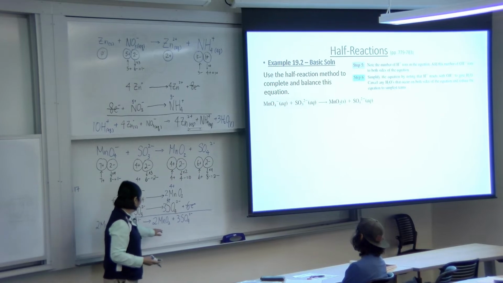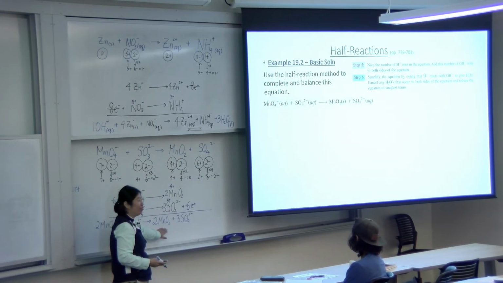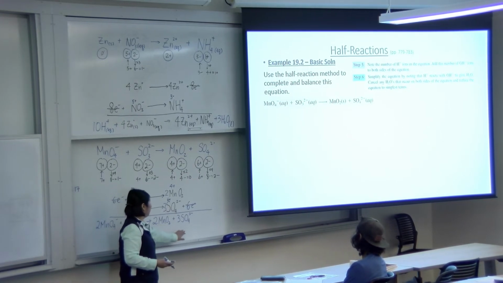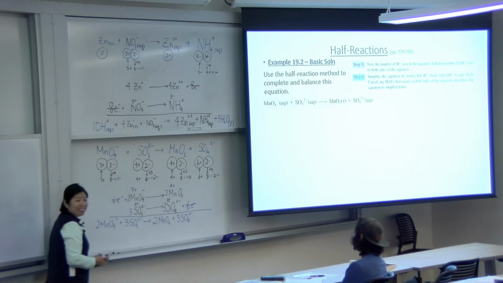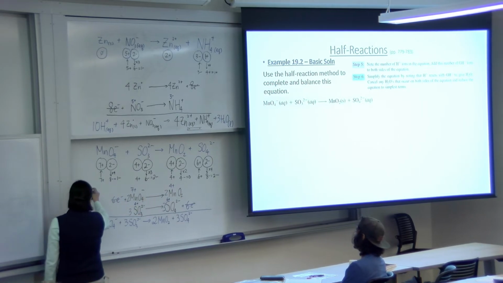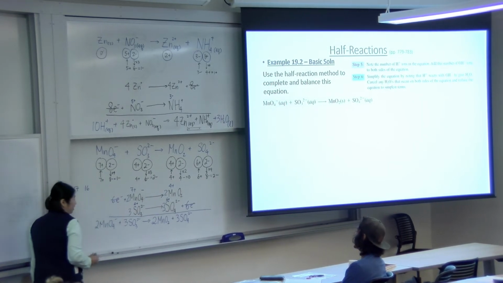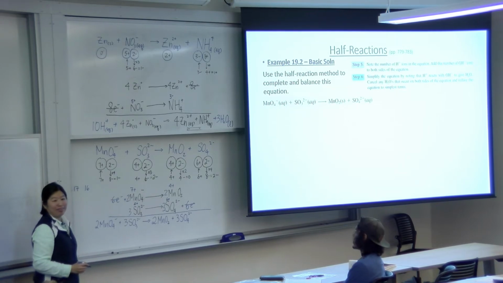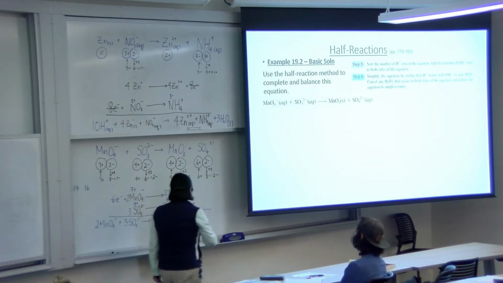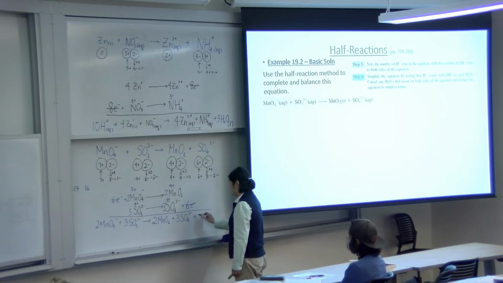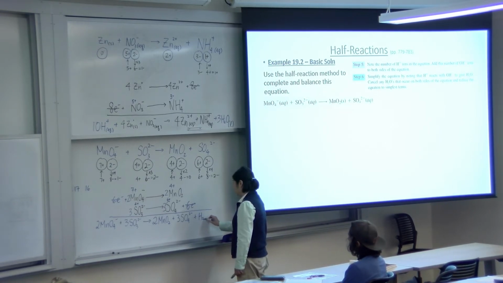How many here? 4 plus 12 is 16. Again, I'm trusting you guys' math. Okay, so what do we do? Add water to this side, and we need to add 1 water because that will get us to 17. Very good.